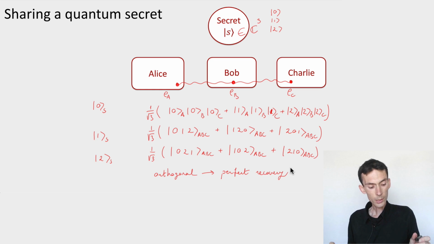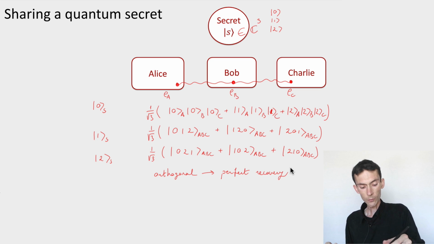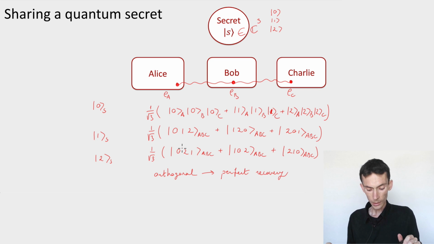So now if the secret is not a basis state, if it's a superposition alpha 0 times 0 plus alpha 1 times 1 plus alpha 2 times 2, then I'll simply encode it into the same superposition of the 3 states here: alpha 0 times the first state, alpha 1 times the second state, alpha 2 times the third state. And you can check that in this way there is a perfect correspondence between any pure quantum state in C^3 and certain states that are shared between Alice, Bob, and Charlie. So we can do perfect recovery.